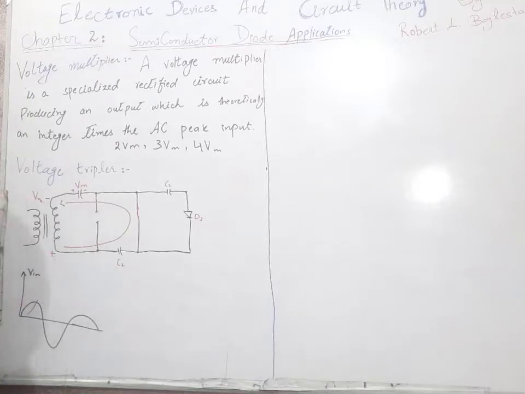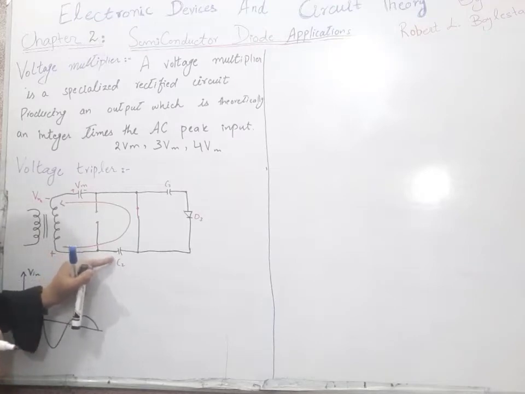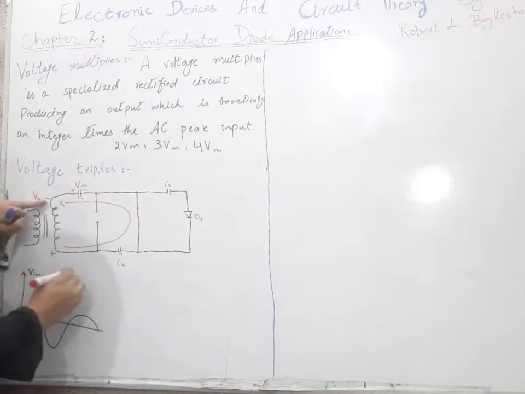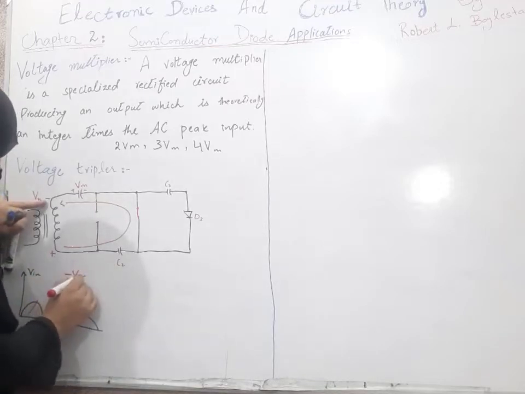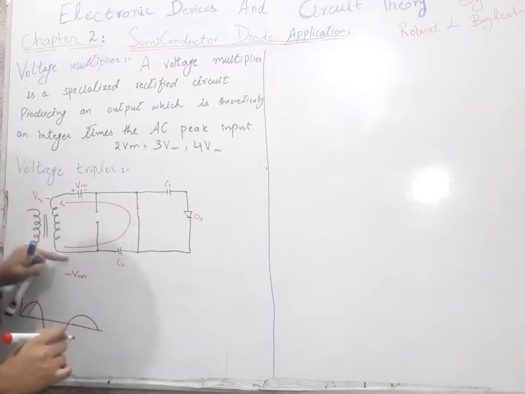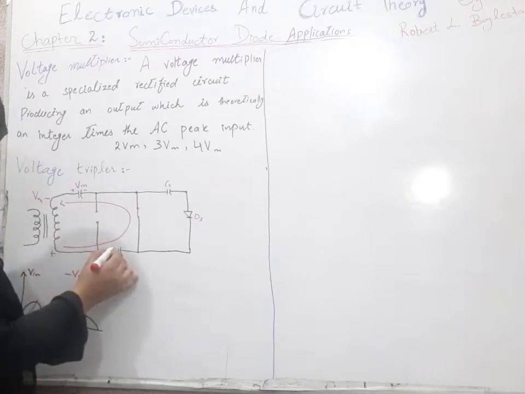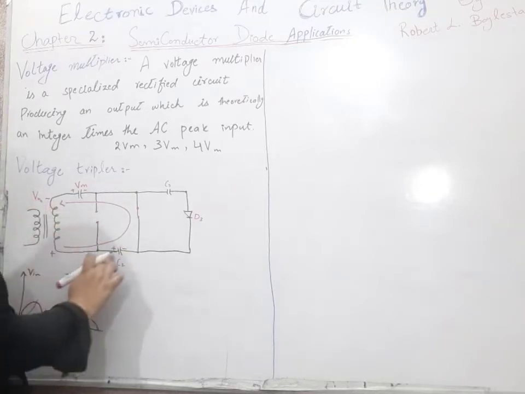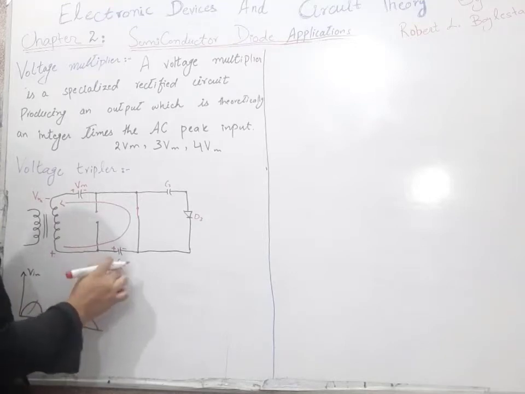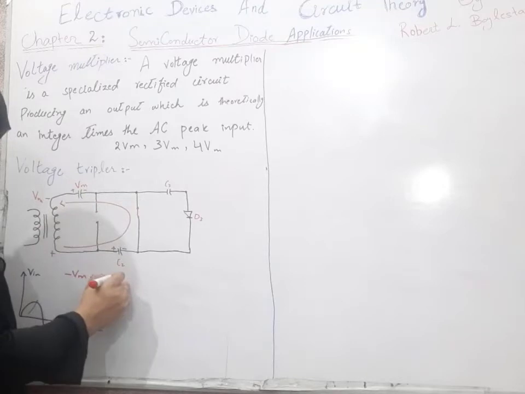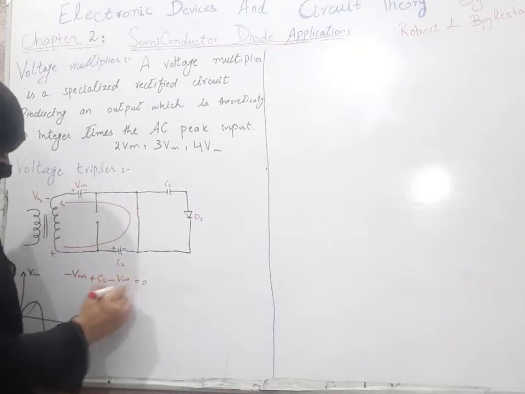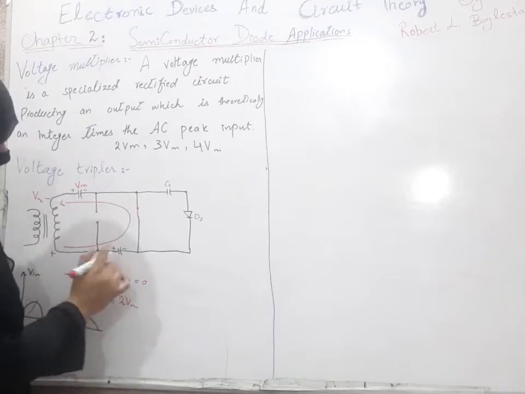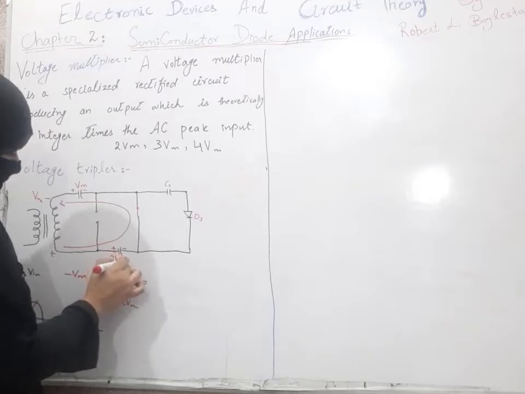Now applying the KVL equation to find the voltage level of C2. We start from here: minus Vm, which is the input maximum voltage, and here the polarity will be plus, and there will be minus, so minus Vm plus VC2 minus Vm is equal to 0. So our C2 will be charged to the 2 Vm level.